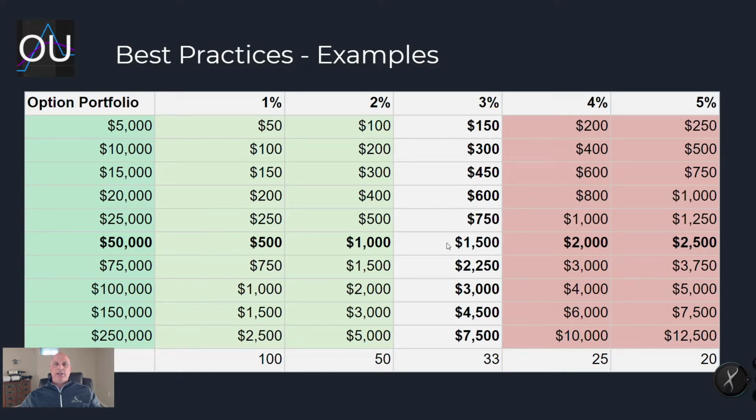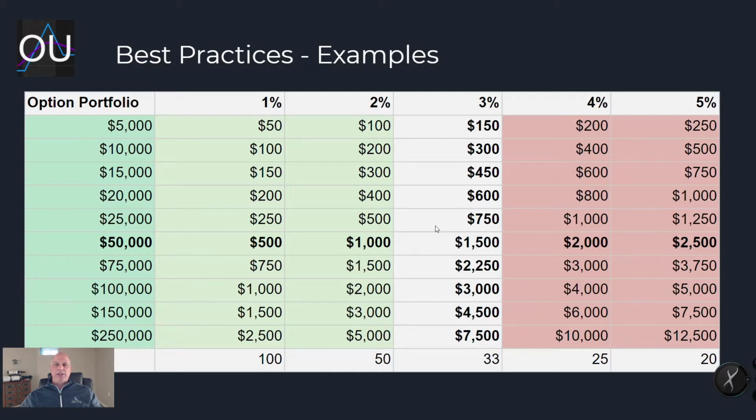So let's say, for example, that some of the trades you're starting out with are shorting, naked short puts or naked selling calls, and you find that your option buying power reduction is greater than that $1,500 for a $50,000 portfolio, then you're going too big.